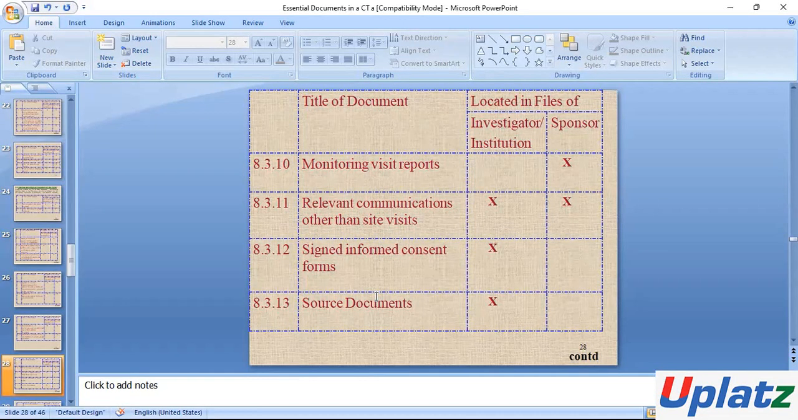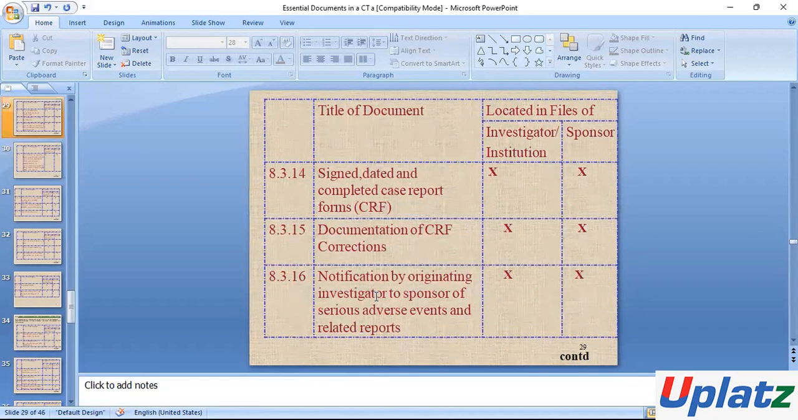Signed informed consent form: if there is any update to the protocol version, and then the informed consent version, the updated signed informed consents are required. Then there are the source documents. Source documents are also required to be uploaded. That will be only the investigator's or institution's responsibility. Next is the signed, dated, completed CRF, case report form.